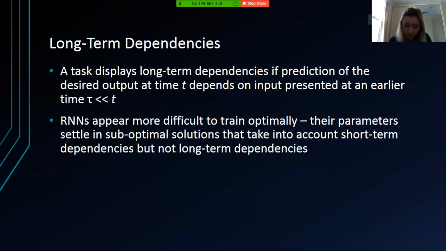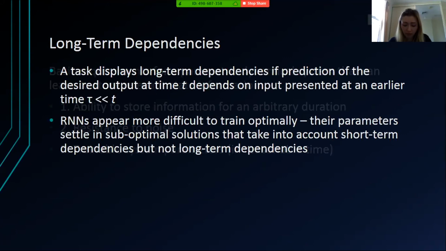So recurrent networks can outperform static networks that don't have recurrent connections in most cases, but they are more difficult to train optimally. And that's because their parameters settle into suboptimal solutions that take into account short-term dependencies, but not long-term dependencies. And it was found that backpropagation was not sufficiently powerful to discover contingencies spanning long temporal intervals. So this paper presents experimental and theoretical results that are trying to look into this problem a little bit more.